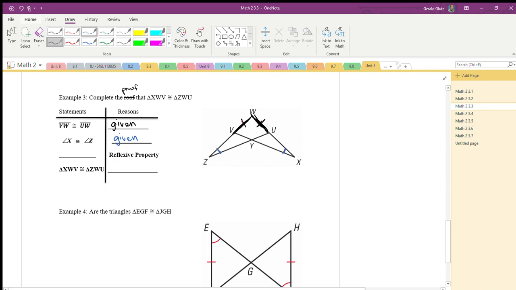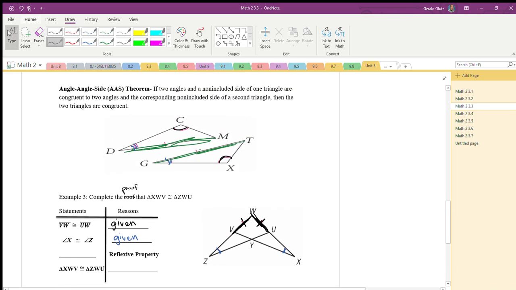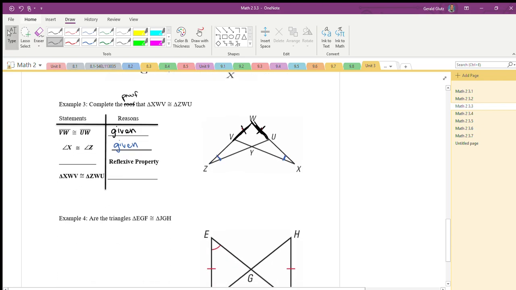All right, so reflexive property. Now I kind of mentioned this previously. The reflexive property just means that something is equal or congruent to itself. So since we just talked about the angle, angle, side theorem, we're probably going to be using that. Also, a lot of times it'll be easier if you draw these triangles separate, because it's kind of hard to tell what's going on when they're all together like that.